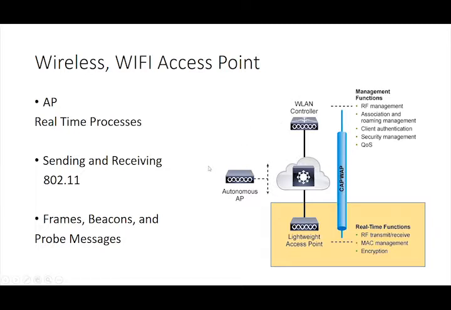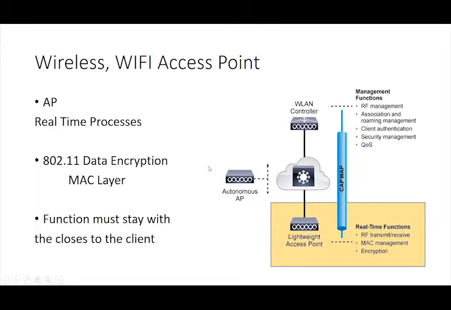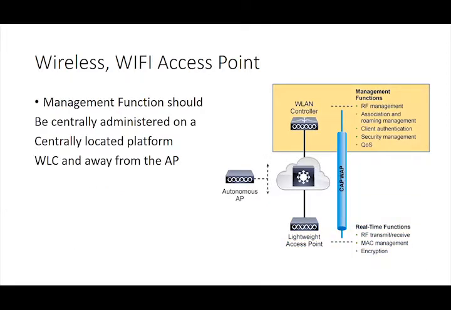The access point is involved with the real-time processing of sending and receiving 802.11 frames, beacons, and probe messages. 802.11 data encryption is also handled in real time on a per packet basis. The access point must interact with the wireless client at a low level, which is known as the MAC layer, due to the interactive nature of these processes. It is important that the function be kept as close to the client as possible and therefore reside on the access point.